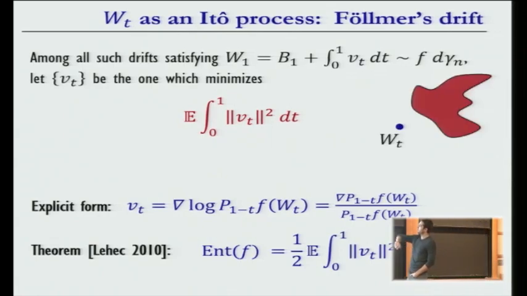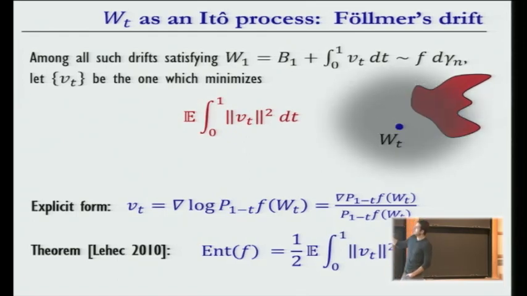So here I want to give a geometric view of what Vt is. Here's the geometric view of what this vector looks like. Here's your process Wt at time t. What you do is you take a Gaussian of variance 1 minus t. Let's say f is a set. You look at f under this measure, which is a Gaussian centered at your Wt. And then Vt is just going to be the vector that points from Wt to the center of mass of the set under this measure.